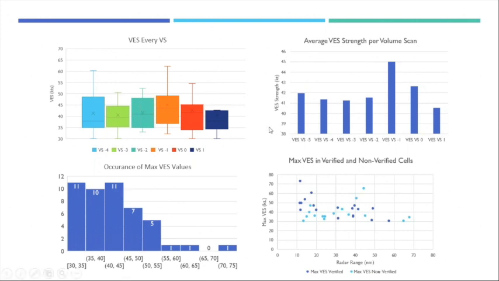76% of these cells had a VES signature, and 32% of them did not, showing that VES is still a good parameter for diagnosing a supercell.